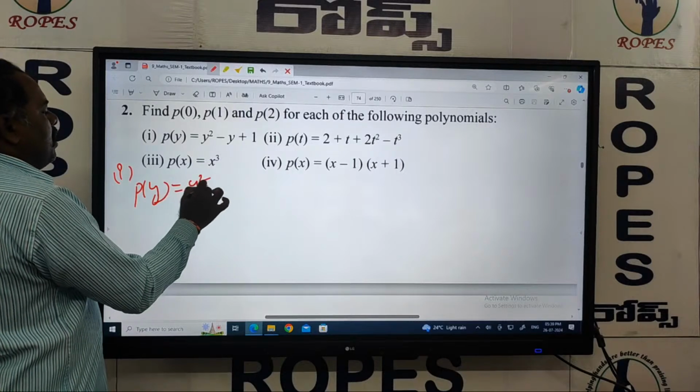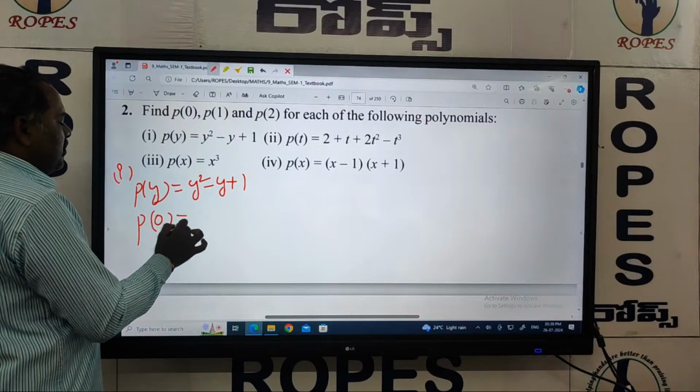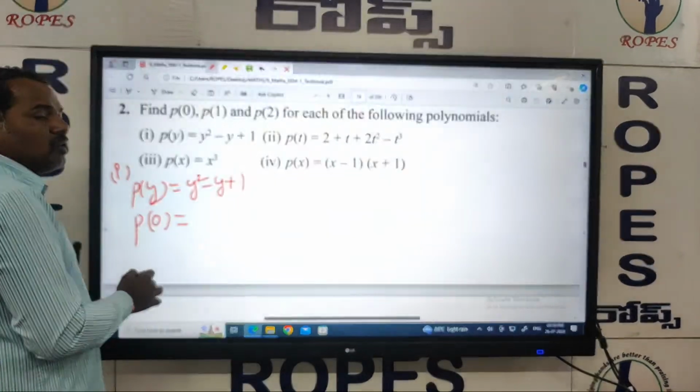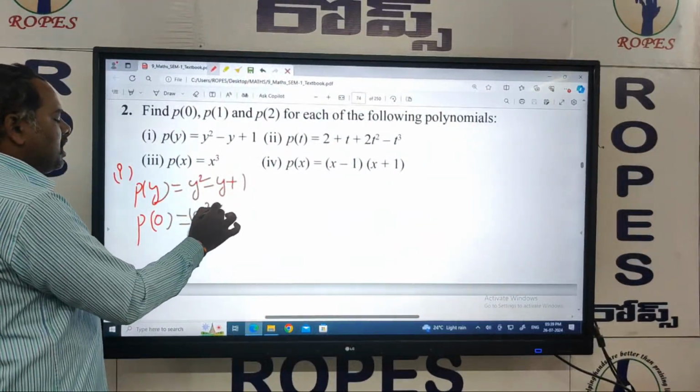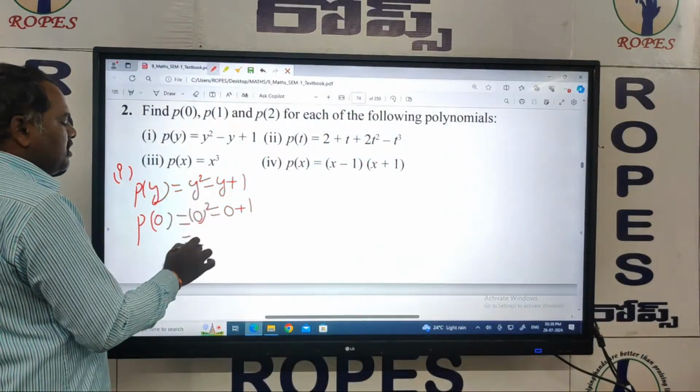y square minus y plus 1. Now what is p of 0? Wherever this y is there, in that place we need to substitute 0. 0 square minus 0 plus 1, so 0 power anything is 0, so then 1.